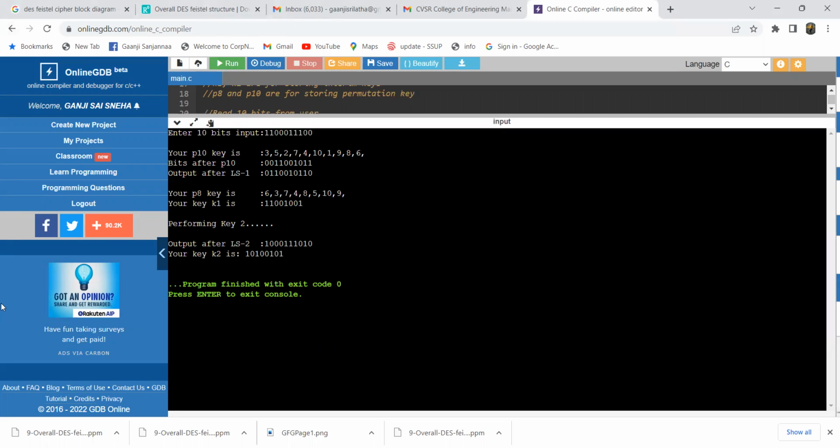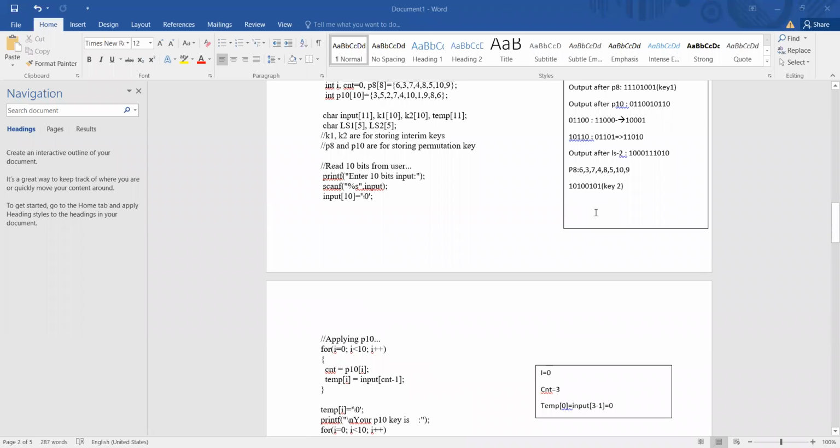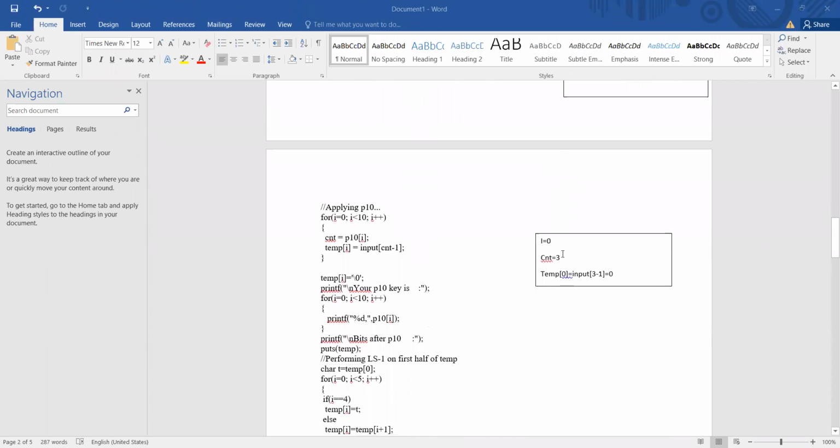We'll just note down this number and check whether we have done it correctly or not. 1010000101. Yes, 1 1 0 1 0 0 1 0 1. Yes, we got the same key, and that's it about the key generation in the DES algorithm. Thank you all.